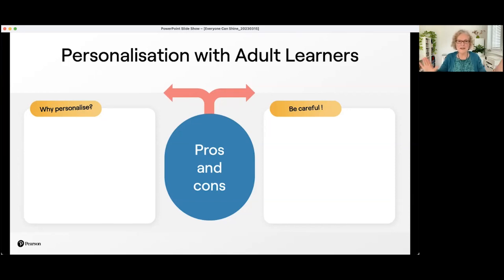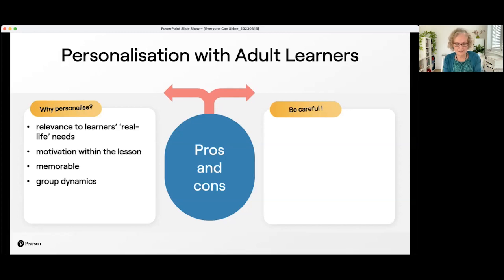Okay, thank you very much for that. Let's have a look at what I came up with. Okay, why personalize? You mentioned quite a lot of these. Let's talk about this. First of all, relevance to learners' real life needs.